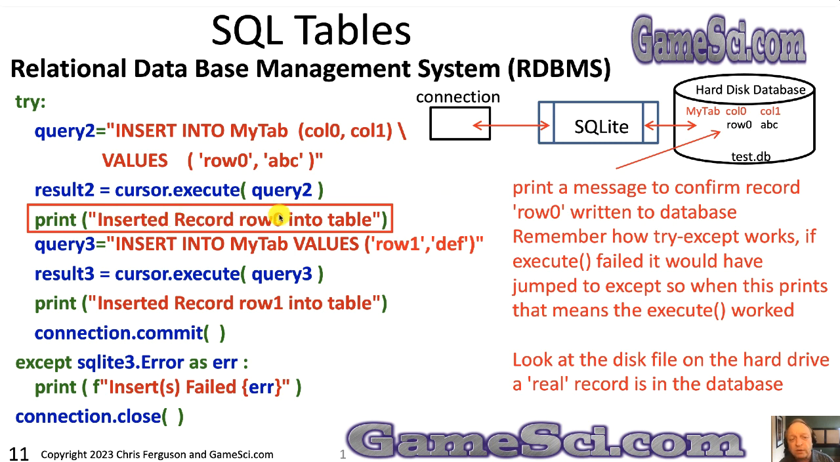Print inserted record row 0 into the table. We're going to print a message to confirm that record row 0 was written to the database. Remember how try except works. If execute failed, it would have jumped to except. So when this prints, it means the execute worked.